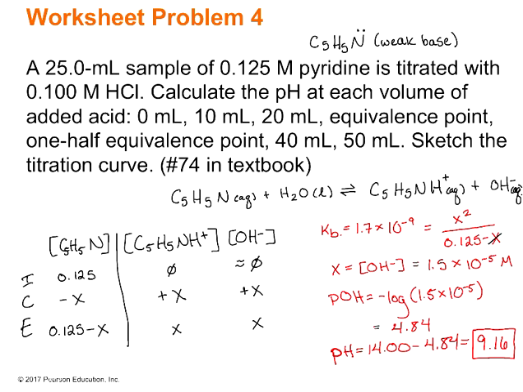And of course, you can always check that the assumption here that X is small is valid. I'll just give you a hint, it is, but it's always good to check. But for the sake of time, we're just going to go on to the next calculation. So now let's calculate what the pH of this solution is after we add 10 milliliters of 0.1 molar hydrochloric acid.